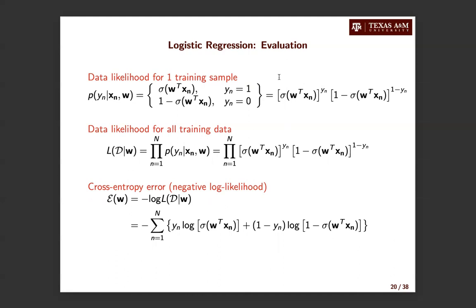So we have assumed that a training sample belongs to class 1 with this probability, which is reflected by the sigmoid function. A training sample belongs to class 0 with 1 minus the sigmoid function of W transpose X. Therefore, we would like to find the set of weights that maximizes the data likelihood for all our training data.